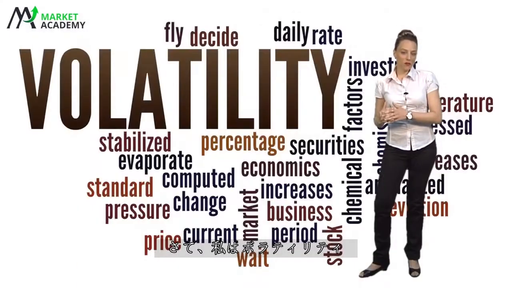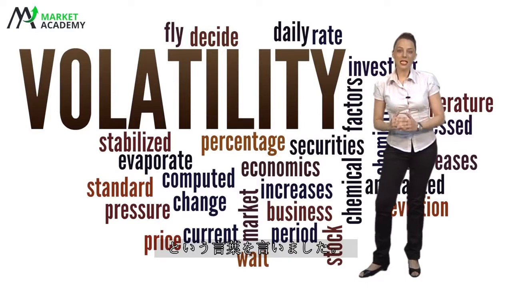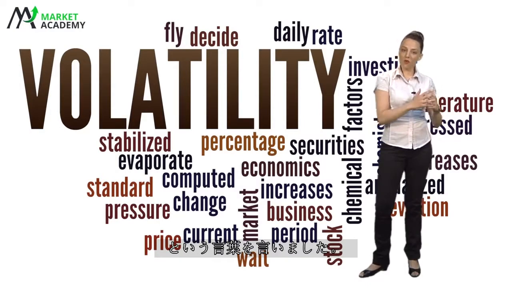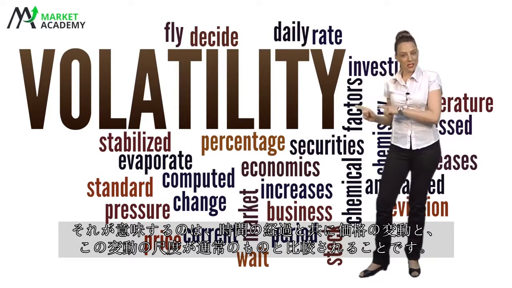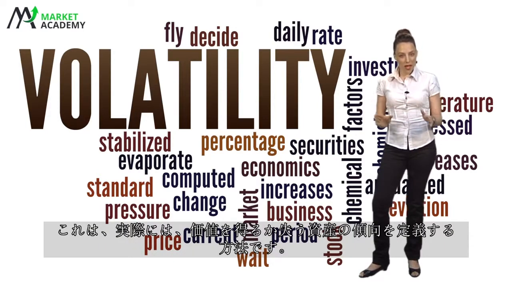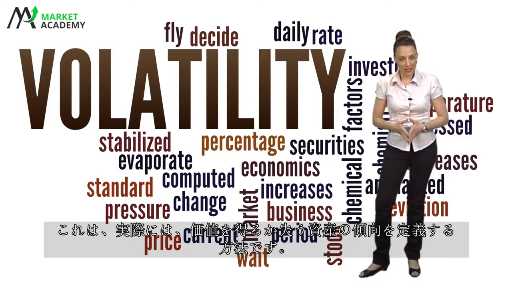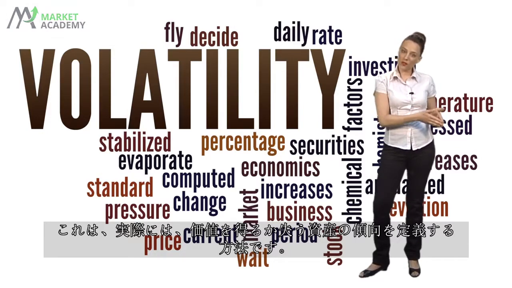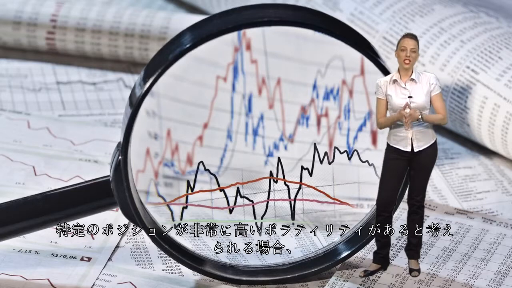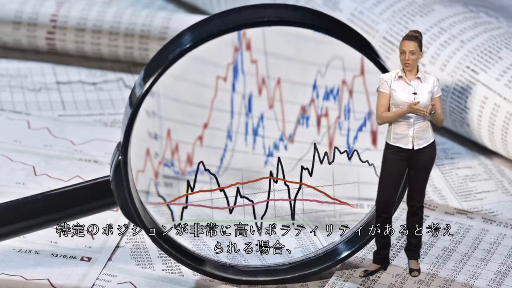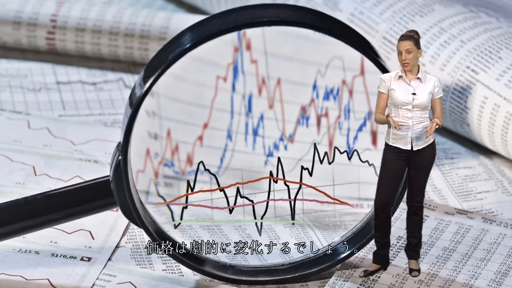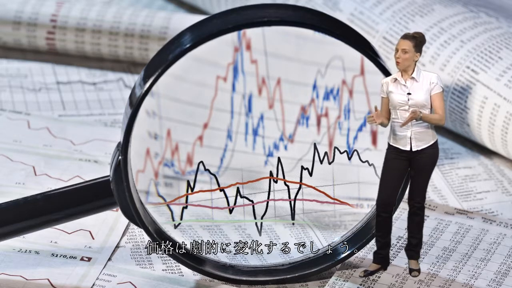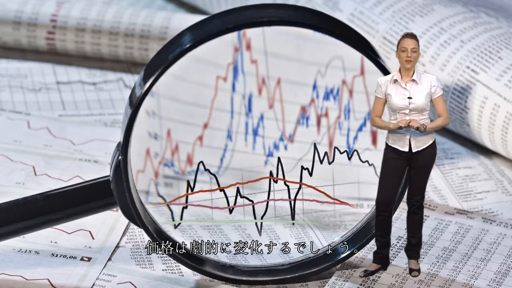Now, I mentioned the word volatility. What it means is the price fluctuation over time, and the measure of this fluctuation compared to what is the norm. It is actually a way of defining an asset's propensity to gain or lose value. If a certain position is considered highly volatile, it will probably experience dramatic changes in price, whereas a position with low volatility will act in a more stable way.